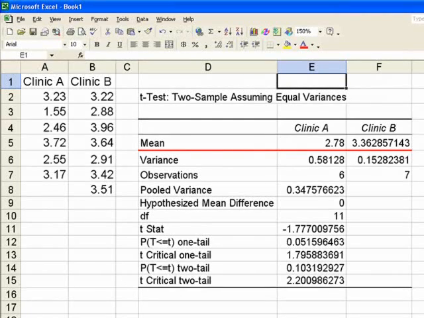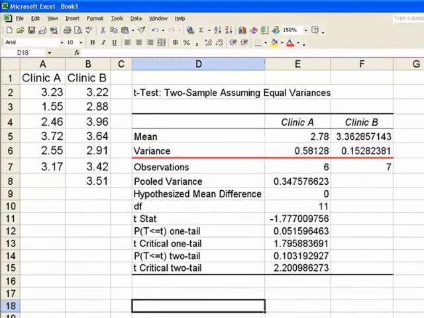The first line I made red, shouldn't be red, but I made it red so we could see what line we're talking about. In the first line, it tells us the mean for each of the two clinics. So for Clinic A, it's 2.78 for the sample mean. And for Clinic B, we have 3.36. So their sample means differ. But that doesn't surprise us. We would expect the sample means to differ, even if they came from the same population. So that's not a big surprise.